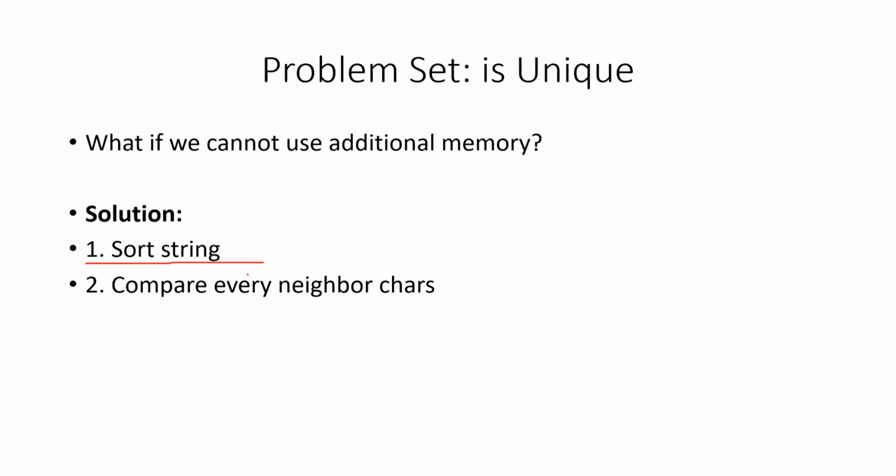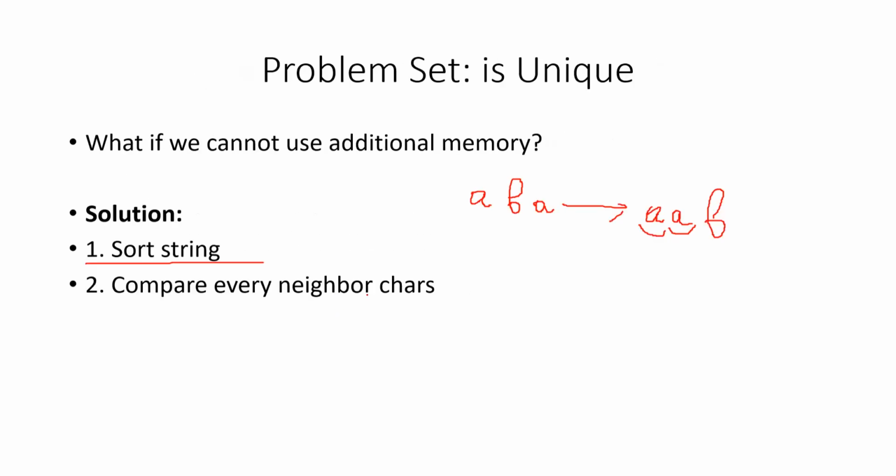So if we apply the sorting, all the same characters would stay next to each other. For example, if initially we had A, B, A, and we do sorting, we would have A, A, B. So after the sorting, we would just compare these two neighboring elements. And if they are equal, it means that we don't have unique characters in the string.